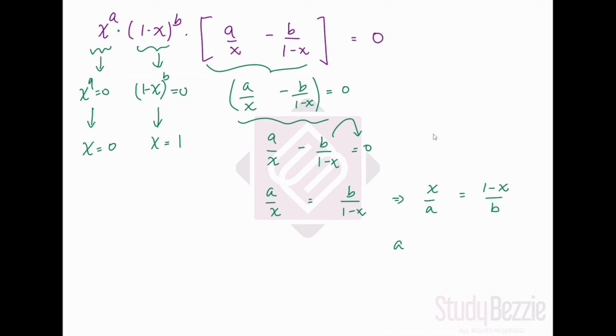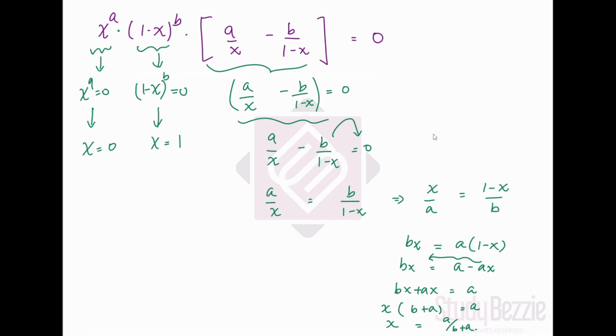So it's going to be bx equals a times 1 minus x. Simply, bx equals a minus ax. Moving this over to the left side, or basically adding ax to both sides, you'll be left with bx plus ax equals a. Factoring out the x leaves you with x times (b plus a) equals a, leaving you with x being a divided by b plus a. Okay, so that's the case we're looking at right now.